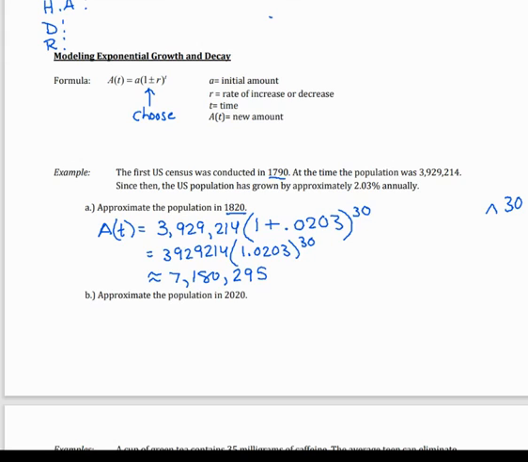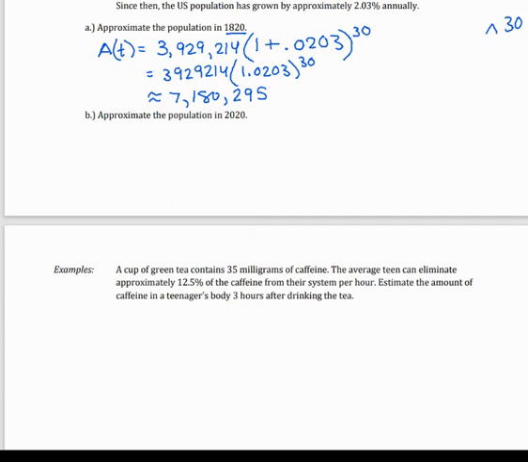Okay? So what I'd like you to try is the same thing, but approximate the population for 2020. Let's see how accurate this model is. See if it actually is a comparable answer to what the current population is today. Once you've done that one, go ahead and try the last example.